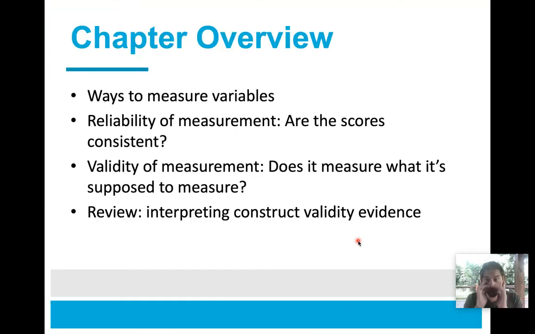Okay, so we're going to discuss ways to measure variables, different types of variables, and then a couple of major conceptual issues like reliability, meaning can you consistently get scores on a measure that are stable when they're supposed to be stable? And then the validity of our measurement tool. Is it actually measuring what we think it's measuring? And this is actually more difficult than it may appear.